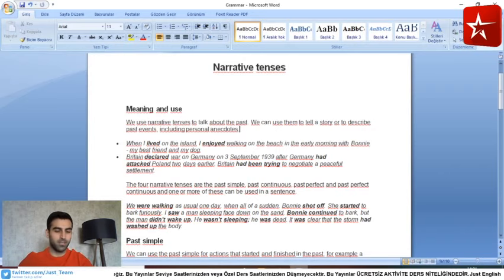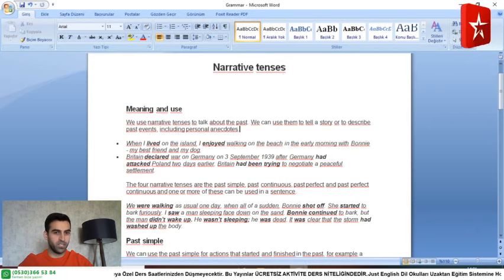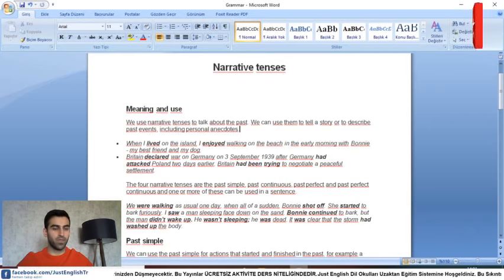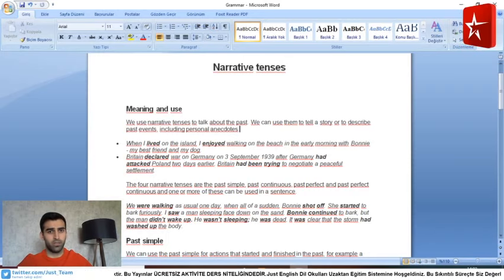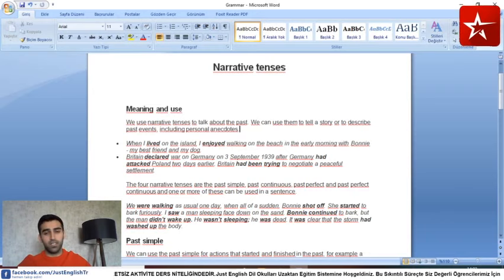My name is Nijat. In today's lesson, we will be talking about the narrative tenses for upper intermediate level. Okay, so if you are an upper intermediate level student, you can join us and learn today's grammar, narrative tenses, with us today.